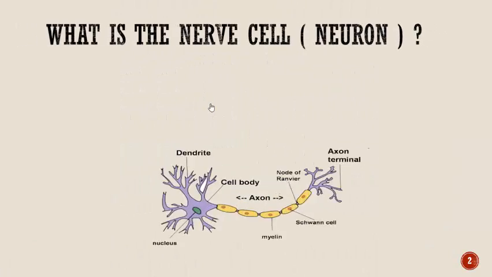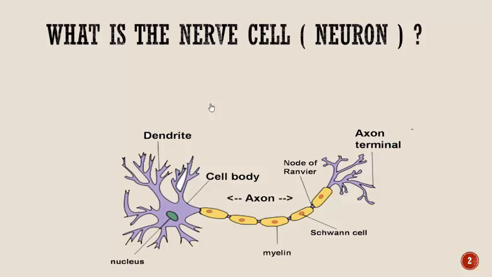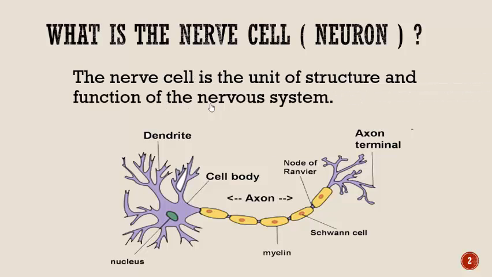First, what is the nerve cell or what is the neuron? The neuron is another word for the nerve cell. Also, they are equal, nerve cell or neuron. You can say the nerve cell or you can say the neuron. So the nerve cell or the neuron is the unit of structure and function of the nervous system.